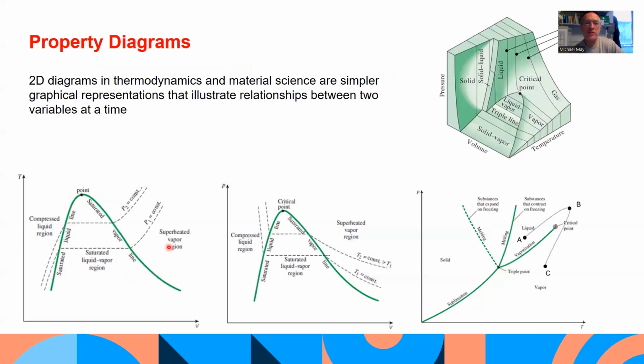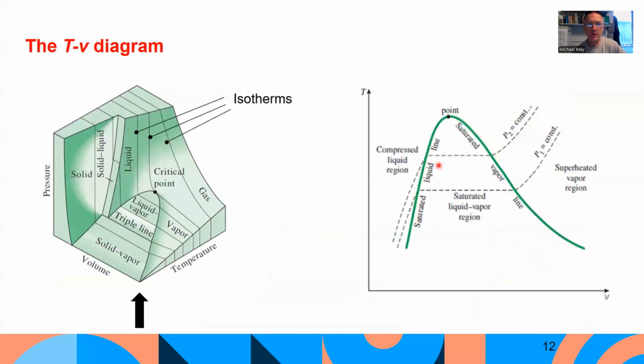Okay, so these are 2D diagrams. 2D diagrams in thermodynamics and material science are simpler graphical representations that illustrate relationships between two variables at a time. So the Tv diagram is looking up from the bottom, and it plots temperature against specific volume. The Pv diagram is looking in from the front, and it plots pressure against specific volume. And the PT diagram is looking in from the side, let's say, coming in this way, and plots pressure against temperature. So let's look at the Tv diagram first.